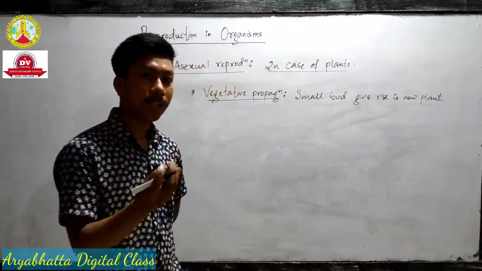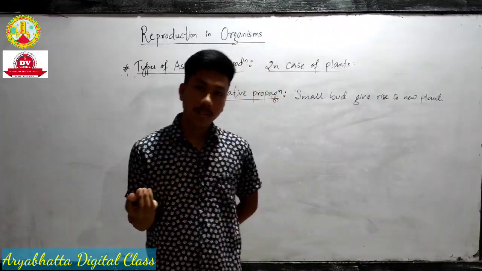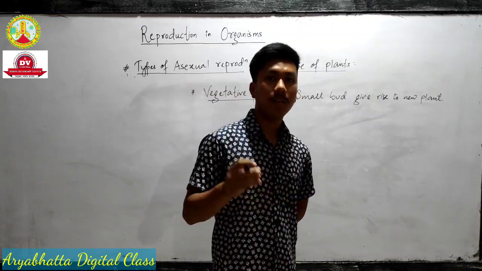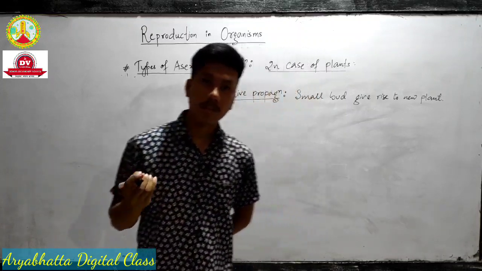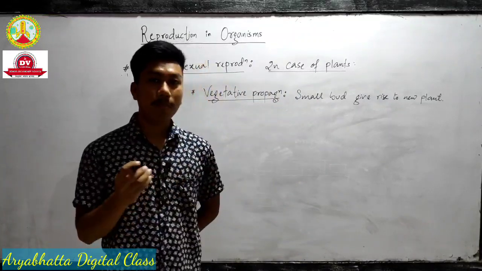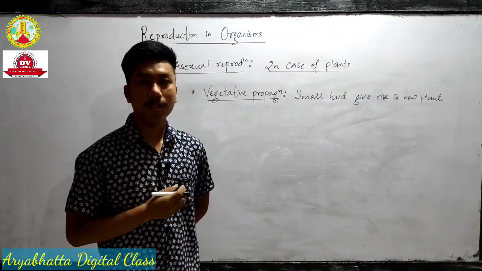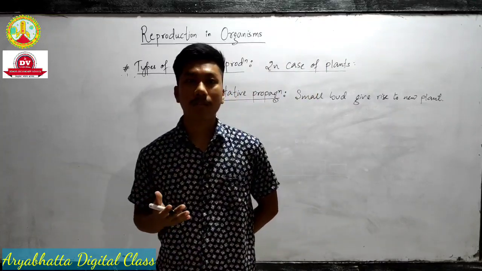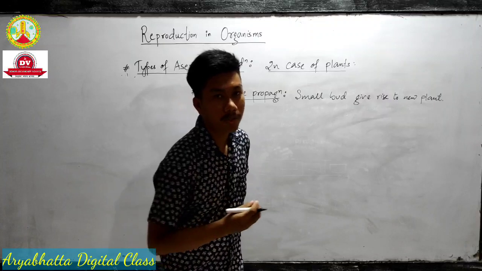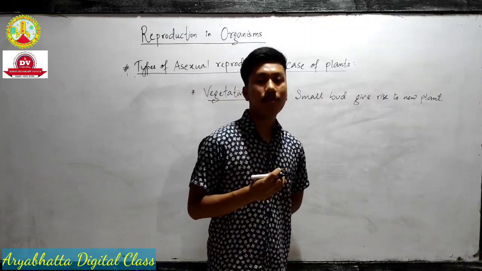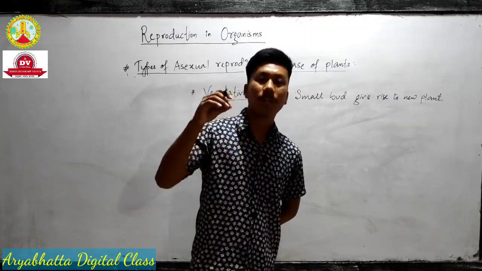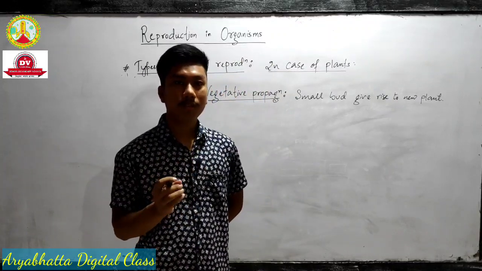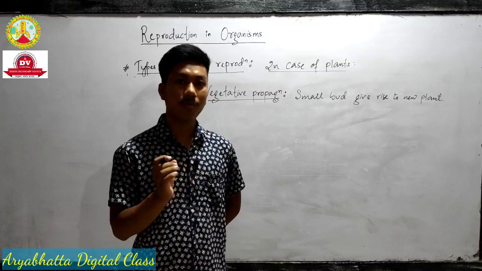Now this bud can be seen in the stem, in the root region, or in a leaf region. So that is vegetative propagation. What is vegetative propagation? Asexual reproduction which is produced by plants is called vegetative propagation. A small bud gives rise to a new plant, and this bud can be seen in a stem region, leaf region, or root region.